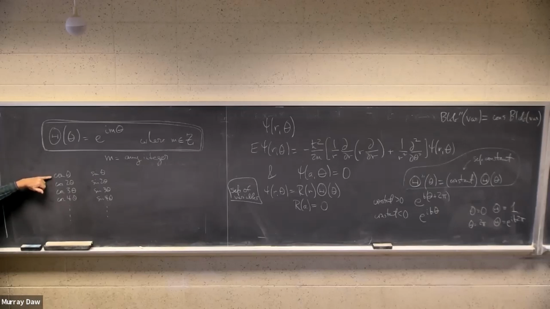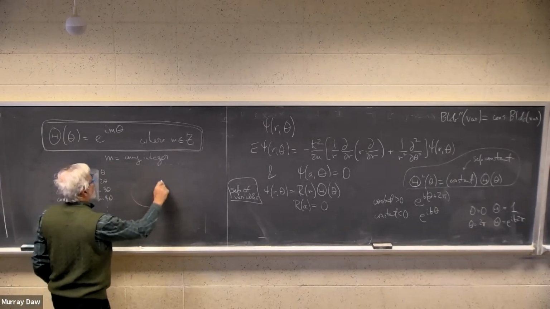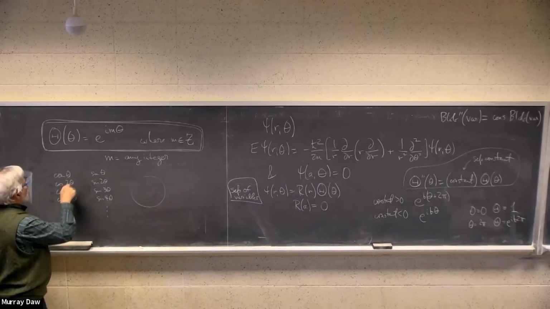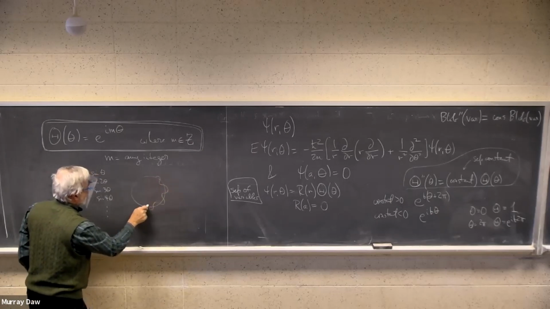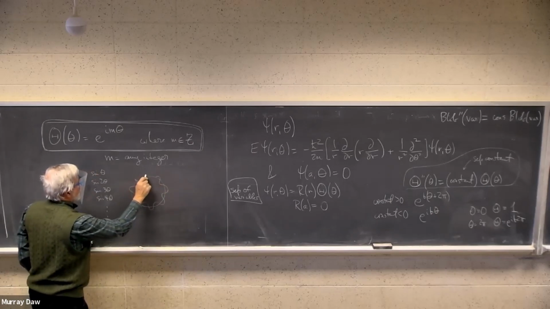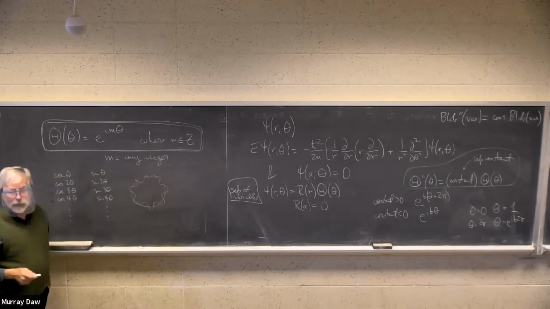Okay, so then we could look at these functions. You could plot them on a circle, which is kind of awkward, right? If you plot them like this, I'm plotting, say, the real part of this function. It has to come back around and back to itself.